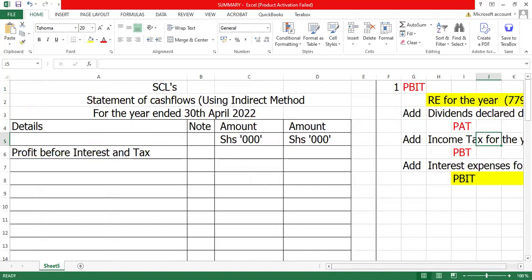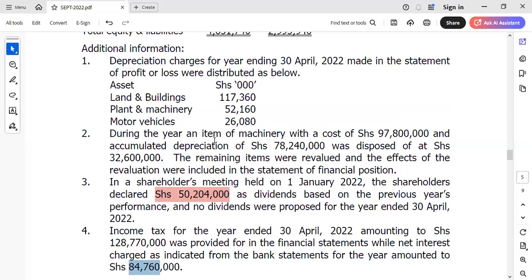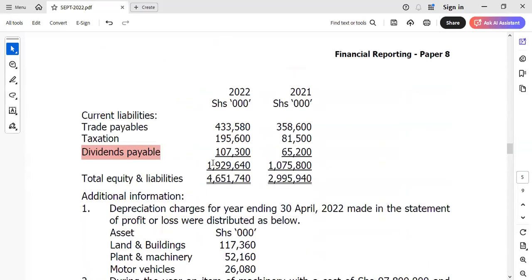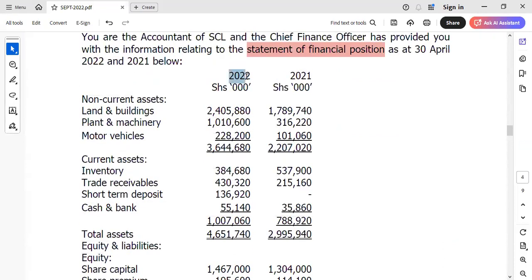Assuming you are given dividends in maybe 2021, then dividends again is appearing in the balance sheet of 2022, then again dividends declared. So how would I tackle that?